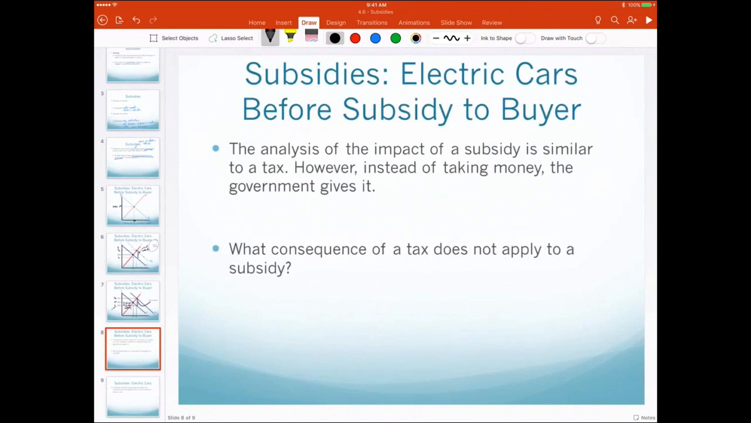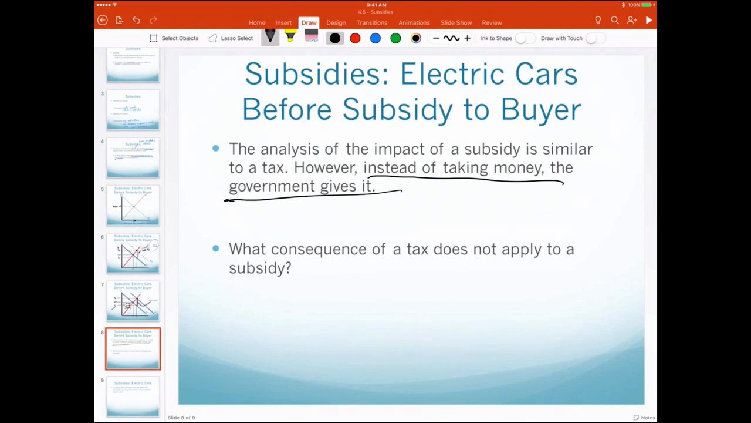Okay. So as you can see, this analysis is pretty similar to with taxes. Right? So it's similar to a tax. However, the one difference is instead of taking money, the government is providing or giving money. Right? So the follow-up question is, what consequence of a tax doesn't apply to a subsidy? Right? Everything else we've done with subsidies is similar to with taxes, except for one thing.